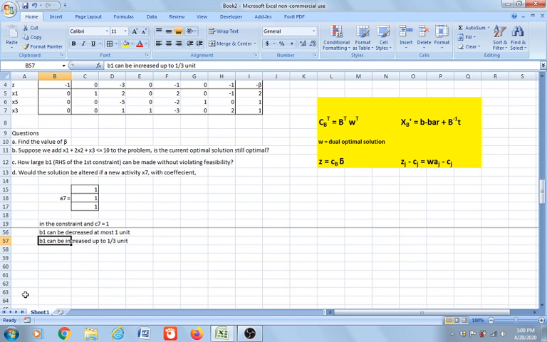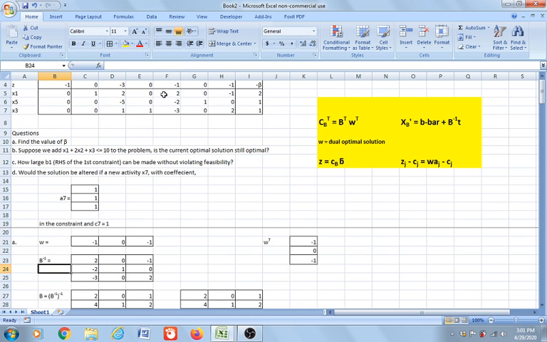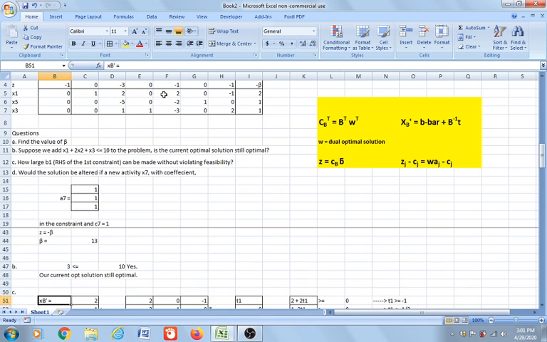Now let's solve problem D. Will the solution be altered if a new activity x7 with the coefficient a7 of 1, 1, 1 is added? That means the coefficient of x7 in the first constraint is 1, in the second constraint is 1, and in the third constraint is 1. And the coefficient of x7 in the objective function equation is also 1, so C7 equals 1. In order to solve this problem, we will use the last equation.